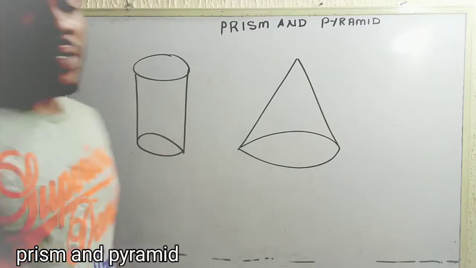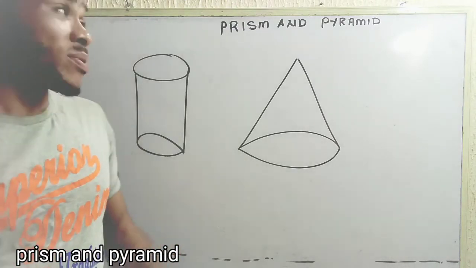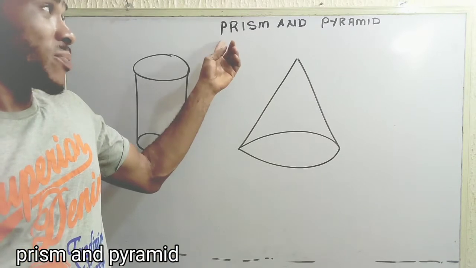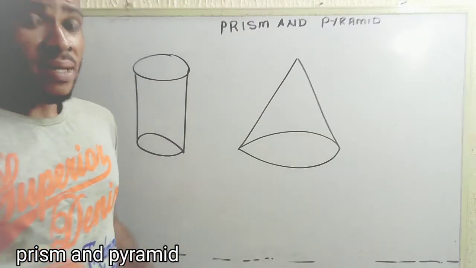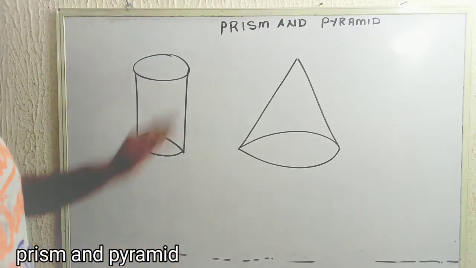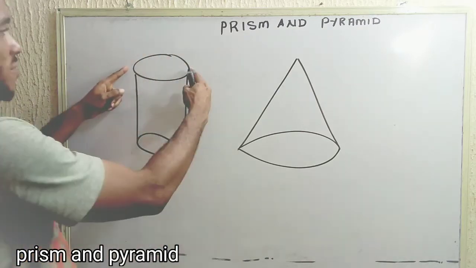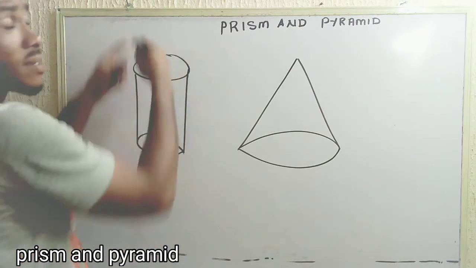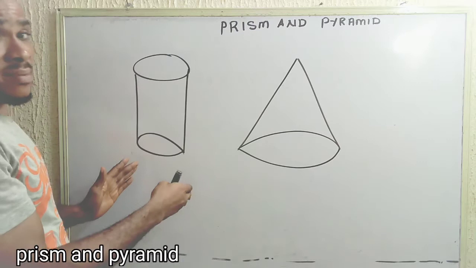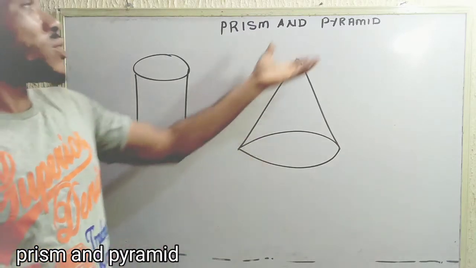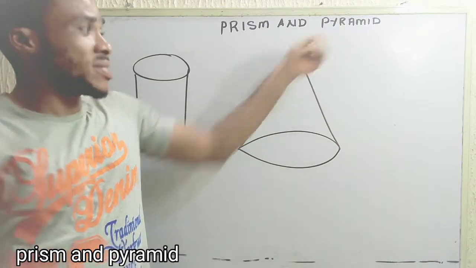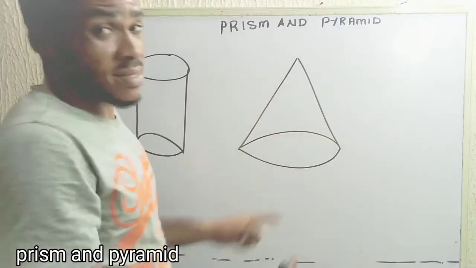In this video, I'll be focusing on solid shapes, and I'll be talking about prisms and pyramids. A solid shape is said to be a prism when it does not have a pointed end. A typical example is a cylinder. While a solid shape is regarded as a pyramid when it has a pointed end.